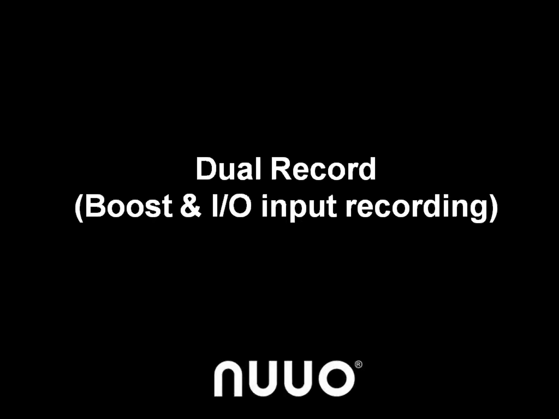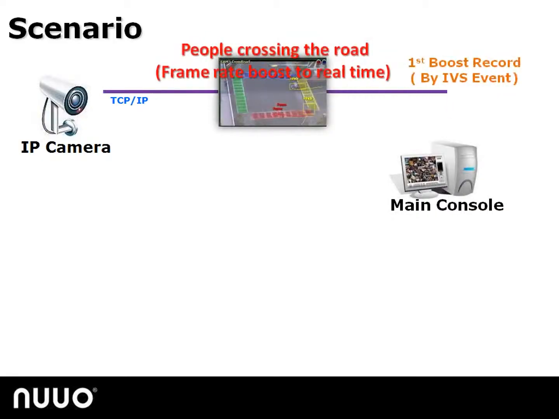Okay, go to the next scenario. It's the dual record function. The second scenario is to use the dual record function. The first record mode is using boost record, which is triggered by IVS event. If a person or group of people cross the road, the boost recording will be triggered.